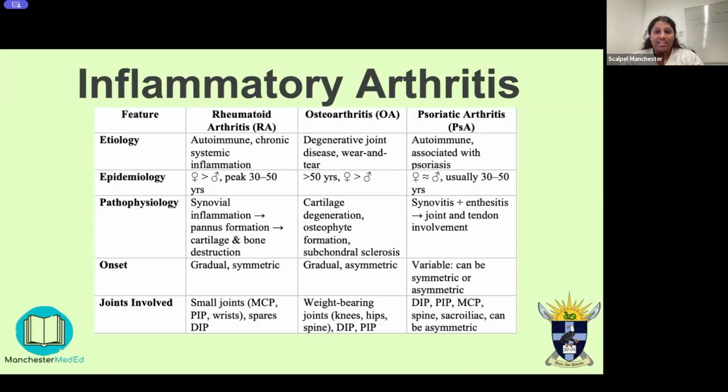I'm just going to be moving on to inflammatory arthritis. So this is a long one, but hopefully I'll try and make it as short as possible. There are three main types of inflammatory arthritis that I'm going to be speaking about, but there are other seronegative arthritis that you also need to know.